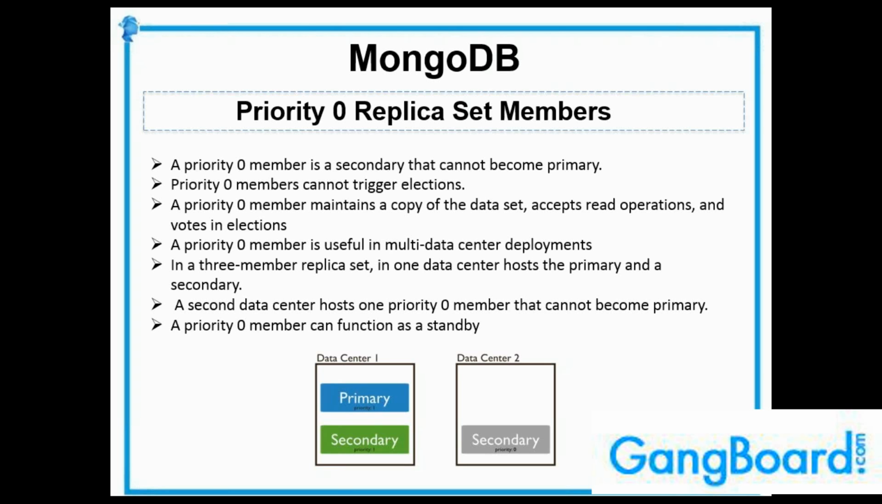Let's say you are using one node for reporting purposes, and you think this node should not participate in writing, like no insert should come to this node because I am using it for reporting. In that case, you can make that node a priority 0 member.